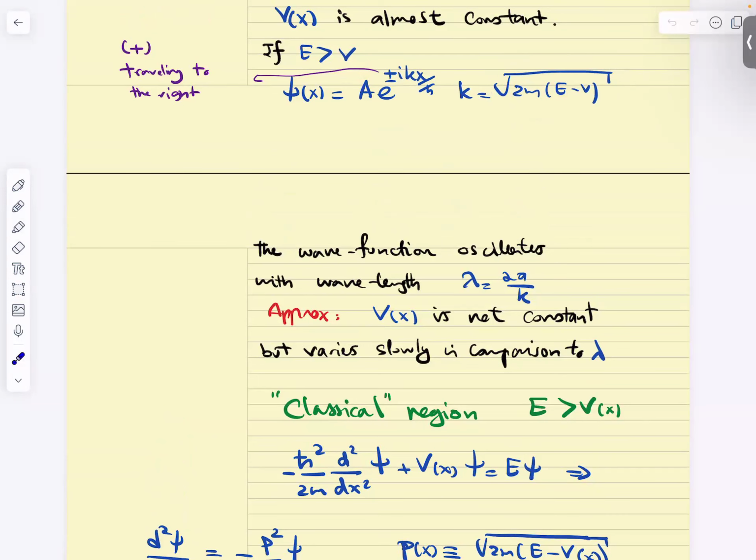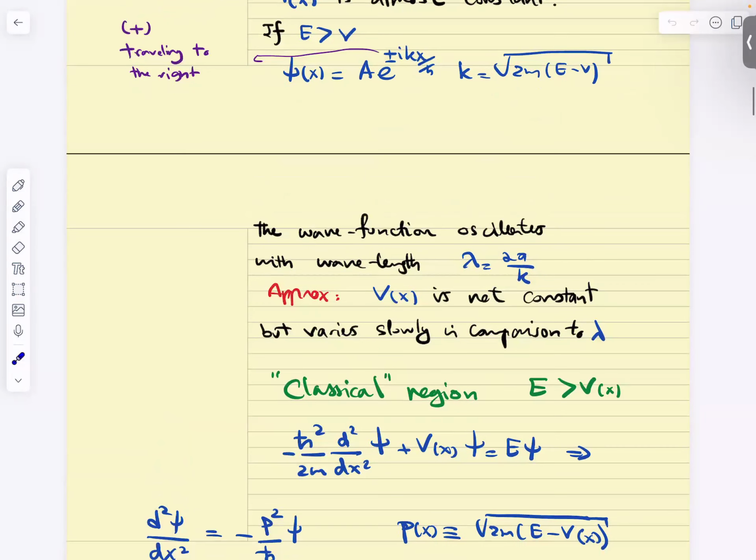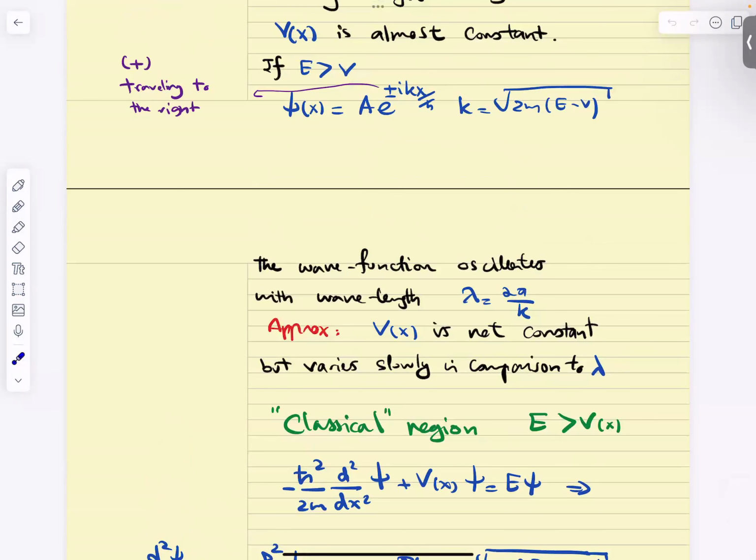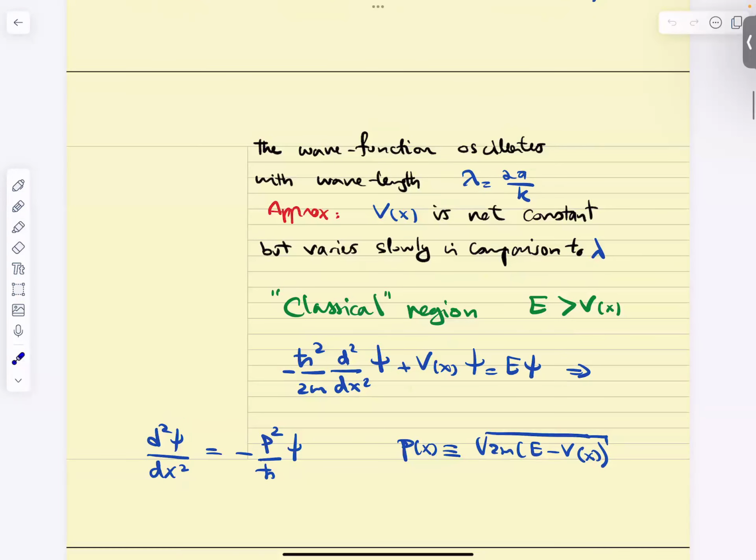This is the de Broglie wavelength associated to the particle. I can never pronounce this name, even though I speak French. Of course, this solution applies literally in the classical region, where the energy E is larger than the potential V of x, right? So we saw how it works.